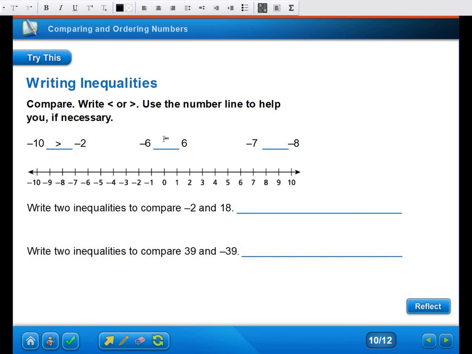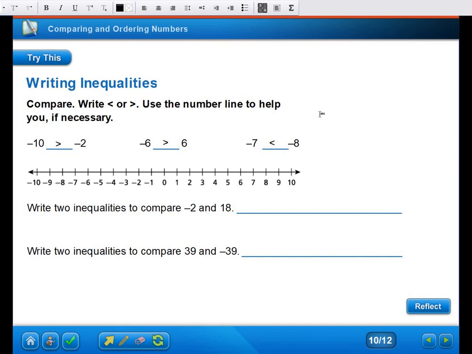So here I have 6 and negative 6, and I always know that the negative number is going to be smaller than the positive number. Now here I have negative 7 and negative 8. This is where it gets really weird, because negative 7 is actually greater than negative 8. So think temperature-wise. If it's negative 8 degrees outside, it's colder than if it were negative 7 degrees outside.